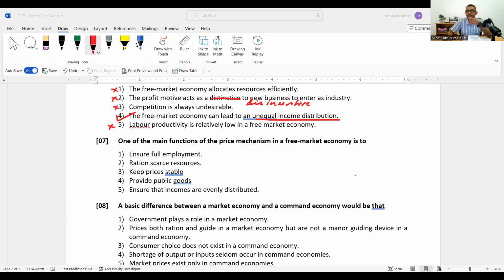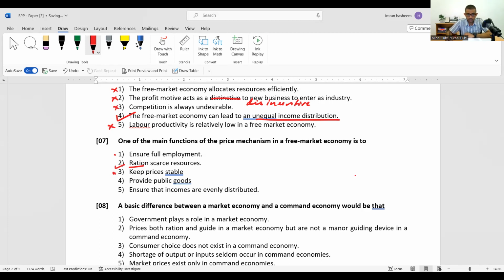Ensure full employment might not be a function of price, because one of the reasons markets or the price mechanism fail is that they are unable to attain full employment. But we'll put a pin on it for now. Ration scarce resources, yes. Rationing function. Keep prices stable, definitely not. The job of the price mechanism is not to keep prices stable, but for price to provide information, incentive, and ration the resources. So big pin on that.